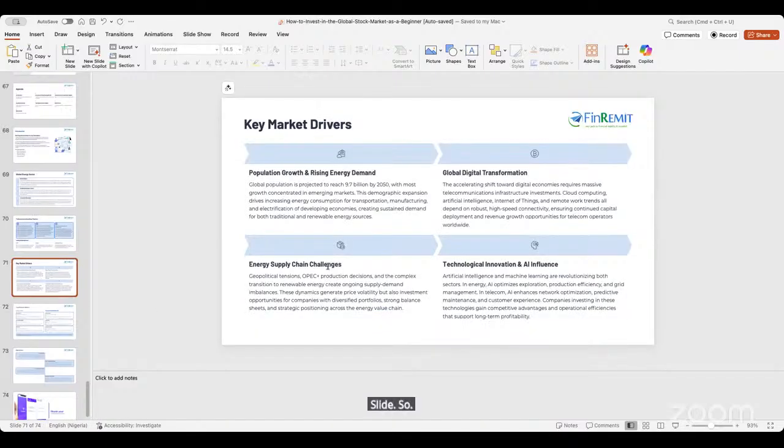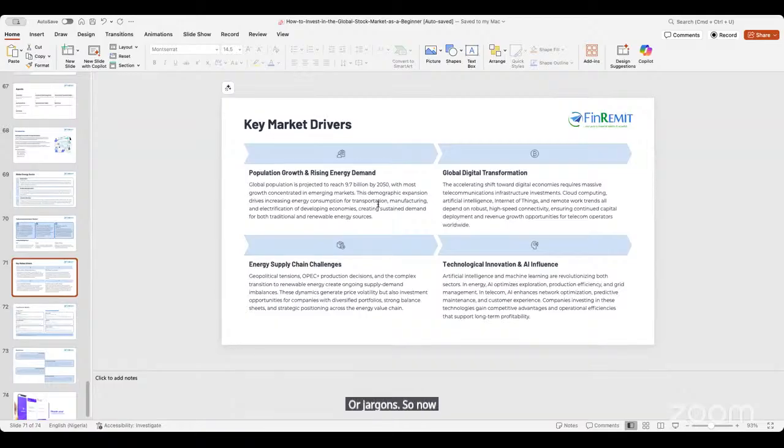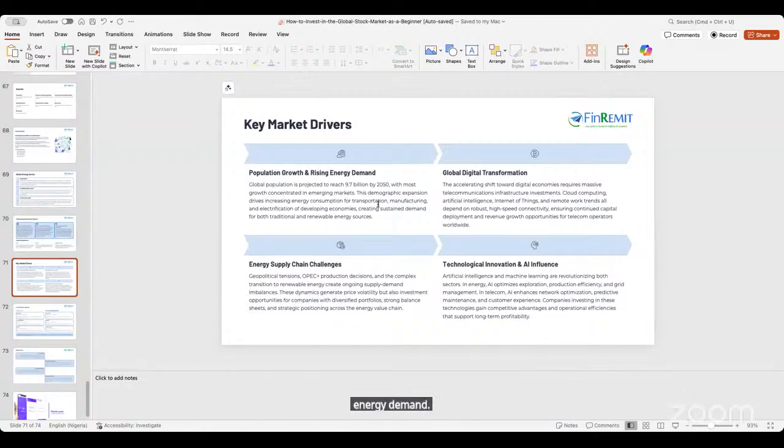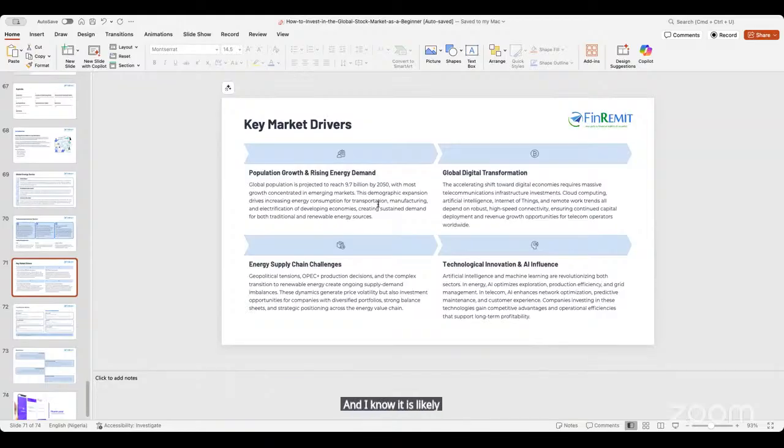So now what are the things that are driving the market basically? Okay, now let's quickly come down to our levels because I know some of us may be feeling I'm using a lot of technological terms or jargon. So now what are the key market drivers? Number one, population growth and rising energy demand. Like I told us earlier, the global population is now projected to be 9.7 billion by 2050. And I know it is likely going to get to that level.